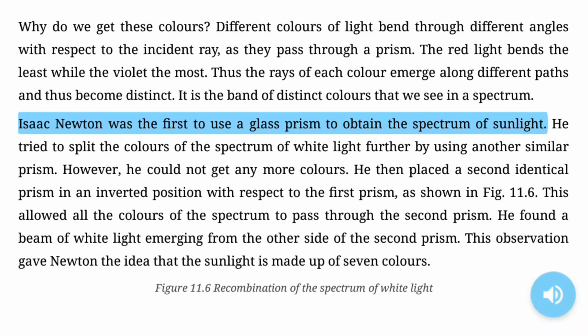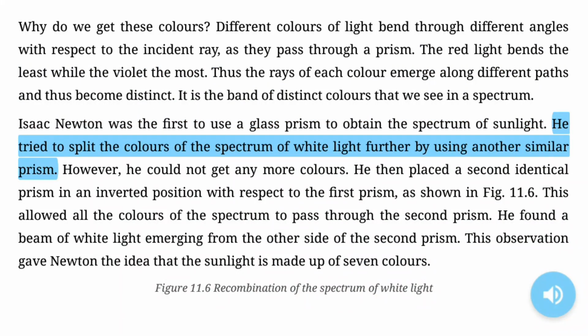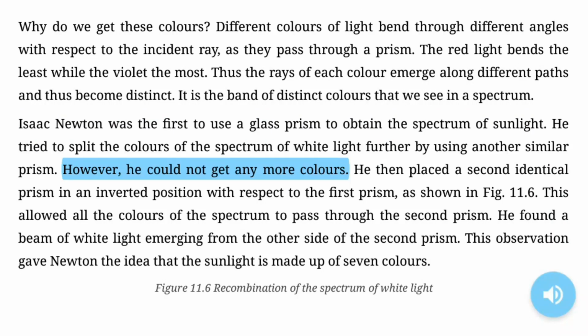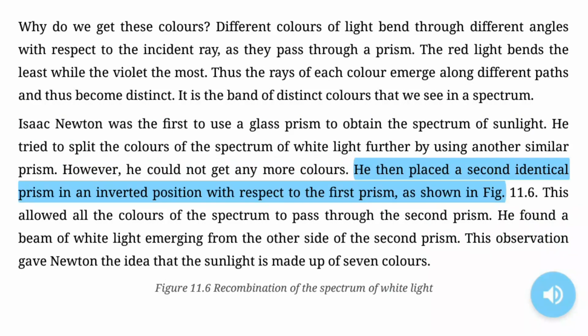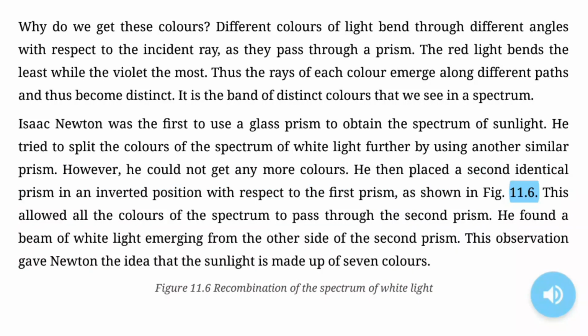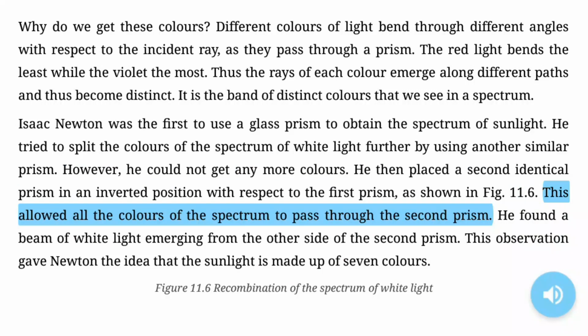Isaac Newton was the first to use a glass prism to obtain the spectrum of sunlight. He tried to split the colors of the spectrum of white light further by using another similar prism. However, he could not get any more colors. He then placed a second identical prism in an inverted position with respect to the first prism, as shown in Fig. 11.6. This allowed all the colors of the spectrum to pass through the second prism.